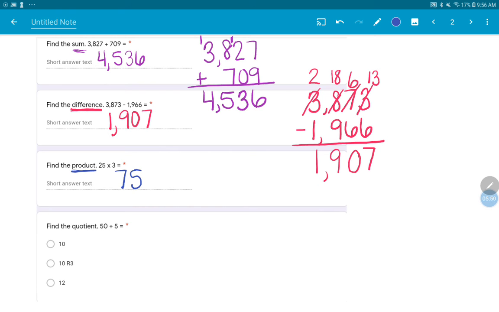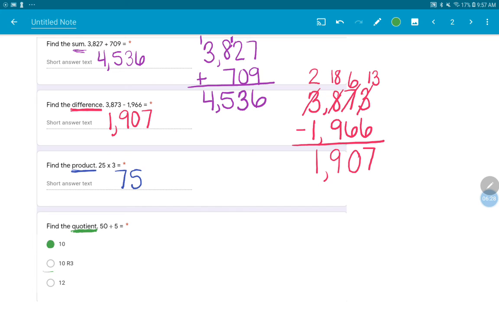Okay. All right. Next is find the quotient. If I'm finding a quotient, what am I looking for, Olivia? How much time does it take to get there? Yeah, I'm dividing. I'm looking for the answer to the division problem. So I need to know how many 5s it takes to get to 50. 10. How did you know that? Because if you count by 5, it takes 10 times to get to 50. Very good.